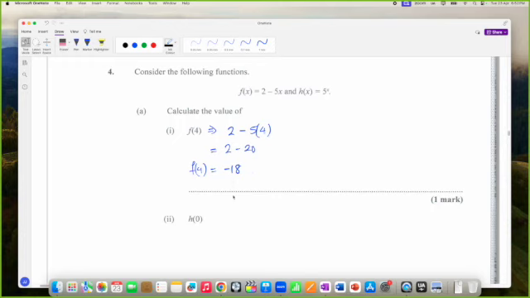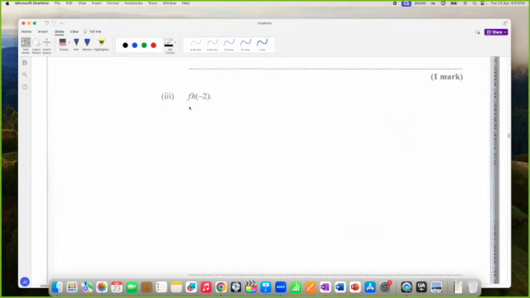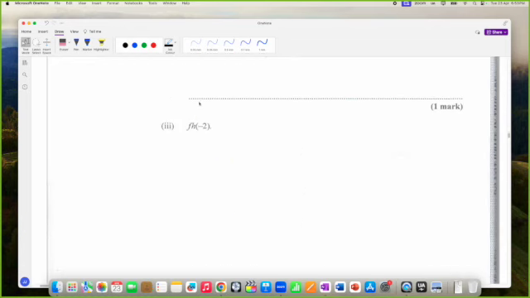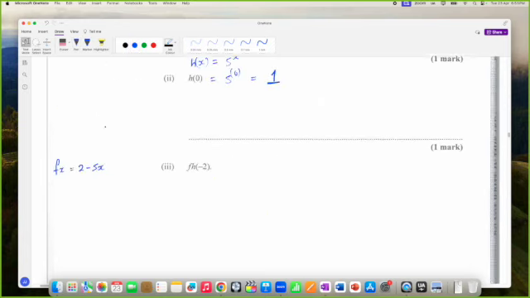We have the h of 0. So the h of x is 5 to the power of x. So the h of 0 will be 5 to the power of 0. Anything to the power of 0 is 1. Next, f of h of negative 2. So let me just write over. The f of x is 2 minus 5x. And then the h of x is 5 to the x.